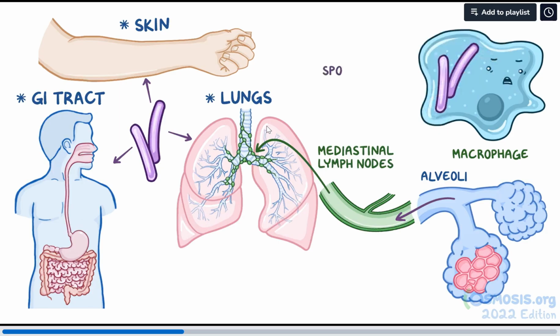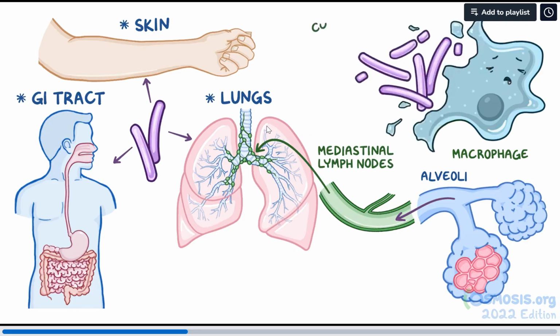Inside the macrophage, the spore germinates, releasing the active form of the bacteria that then exits the cell via cytolysis, or rupture of the cell membrane. Basically, the cell bursts, releasing the bacteria into the surrounding tissues.